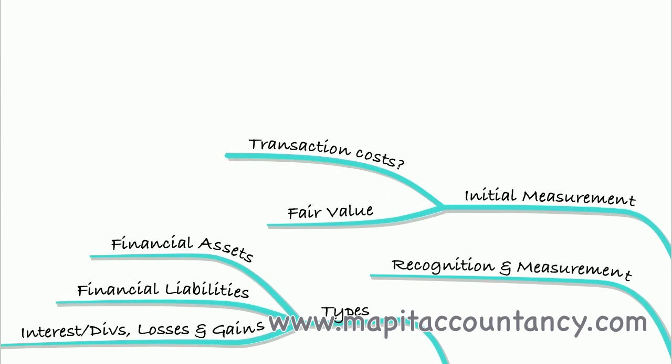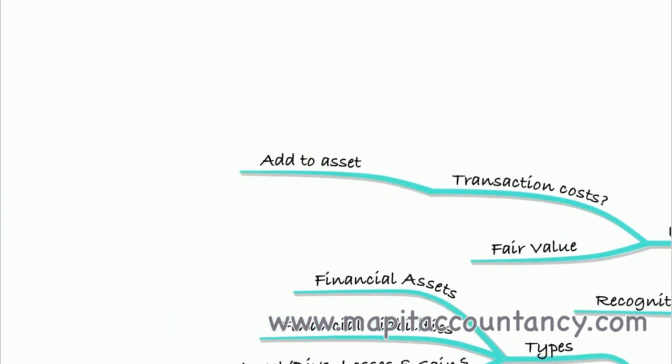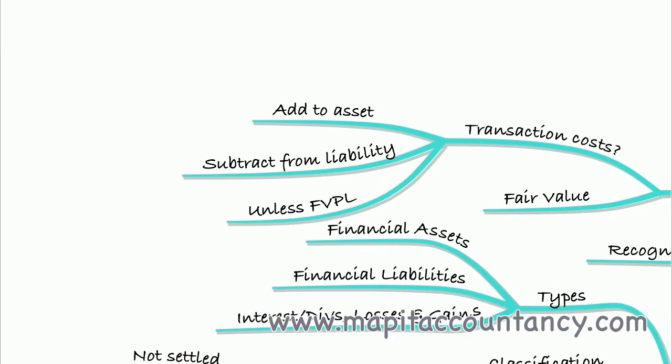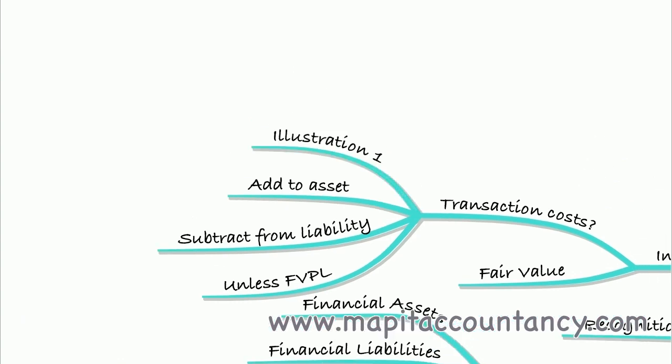If there are any transaction costs, we'll add them to the asset and subtract them from a liability, unless they're held at what's called fair value through profit and loss, in which case they'd be expensed. So we looked at that in illustration 1. Transaction costs are added to an asset, subtracted from a liability, unless they are going to be held at fair value through profit and loss.